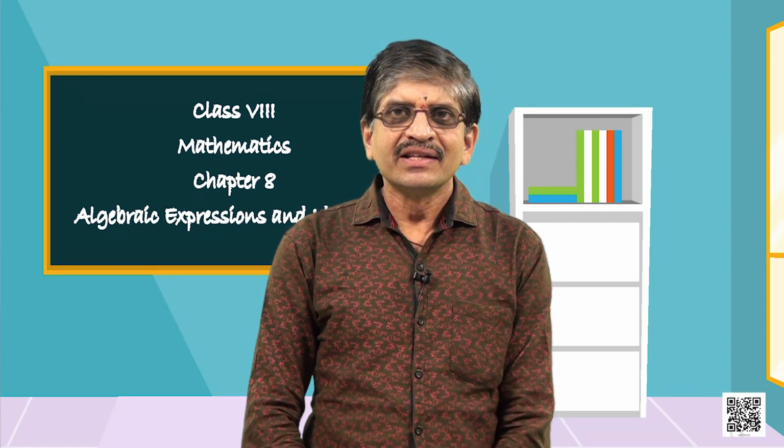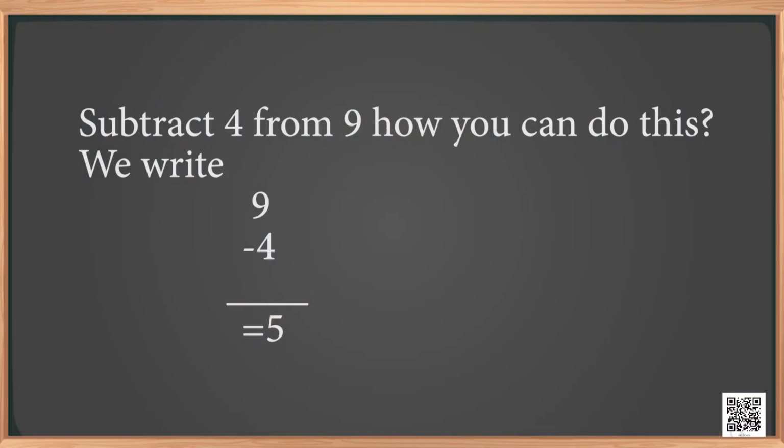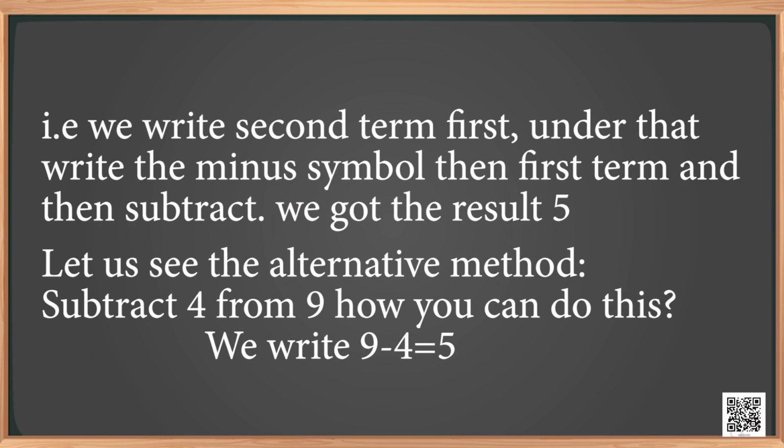Let us take this simple problem. Subtract 4 from 9. How can you do this? Good. We write 9, below that minus 4, that is equal to 5. That is, we write the second term first, under that the minus symbol, then the first term, and then subtract. We got the result 5.